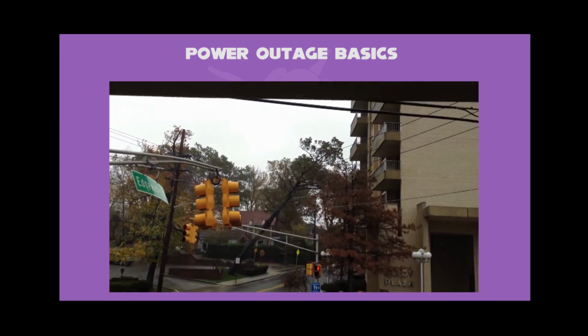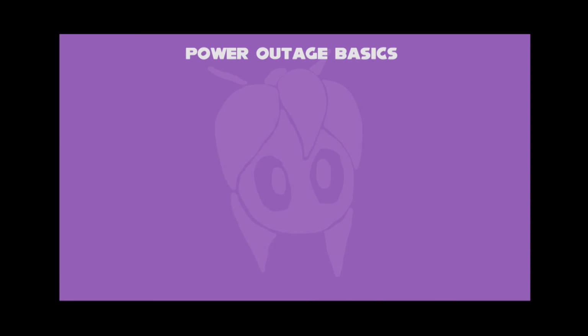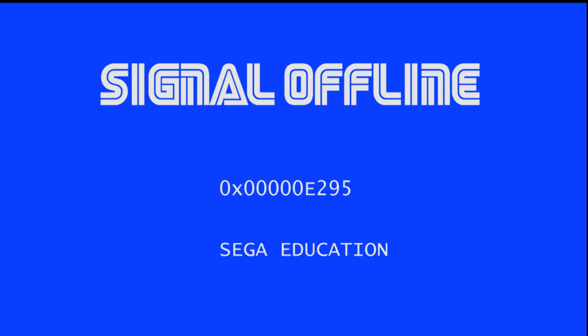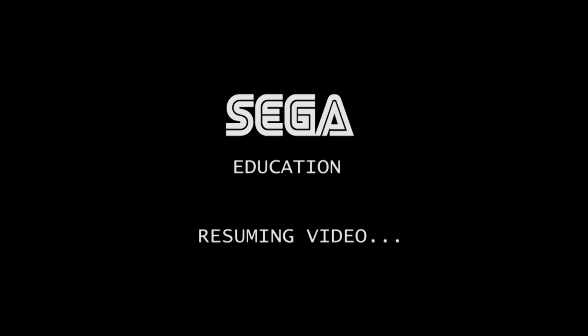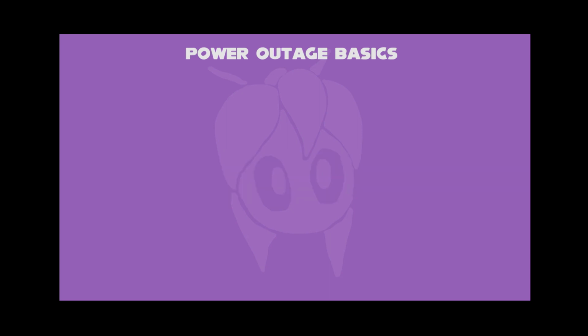Here's the action. Now, here comes the power outage. This is due to the thunderstorm, and many people lose power. That's how the action works.